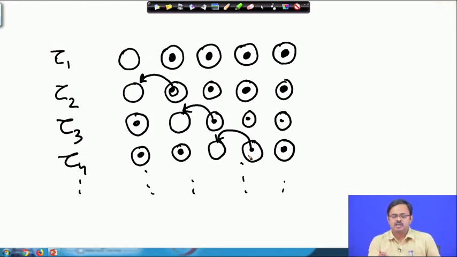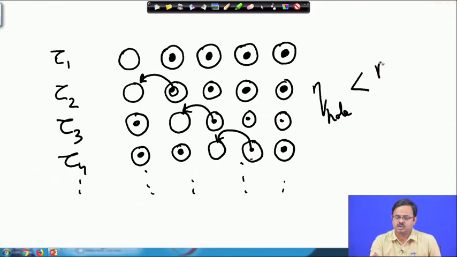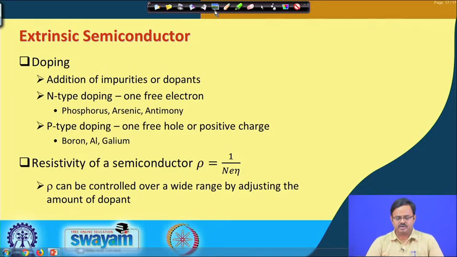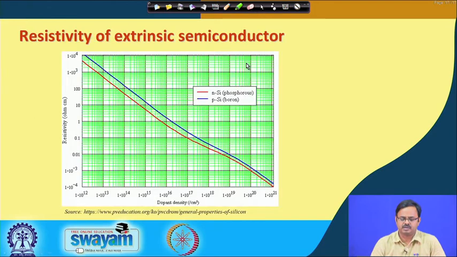Therefore, the mobility, mu, of a hole is much lesser than that of an electron. Why? Because this is due to the mechanism of movement of the holes, whereas an electron can just jump from one place to another, one atom to another. So, that is the reason why the resistivity of an n-type semiconductor is lower, I won't say much lower, it is lower compared to a p-type semiconductor.